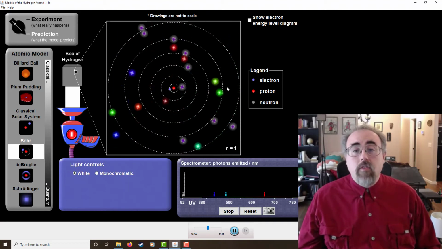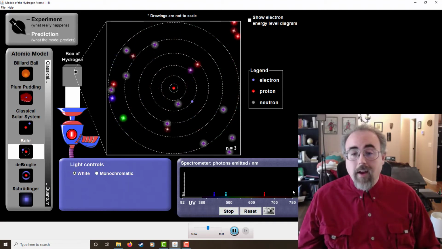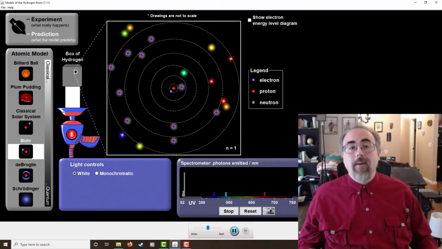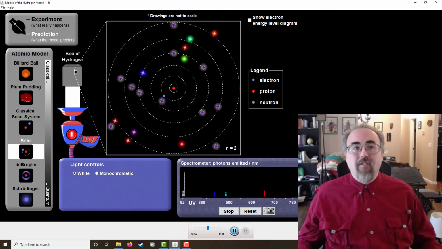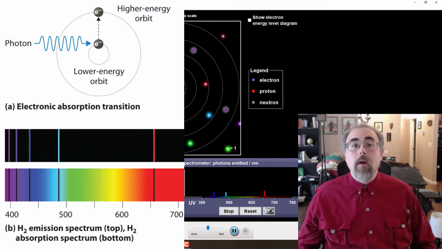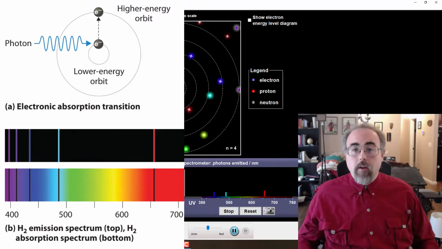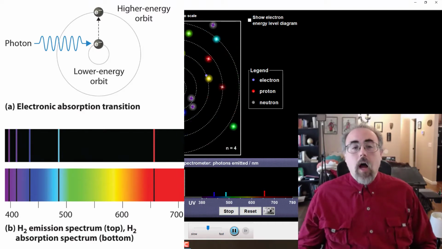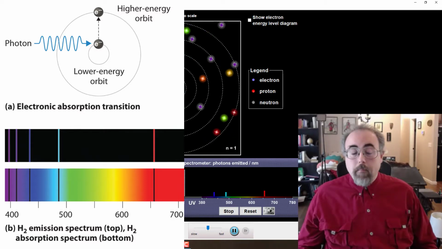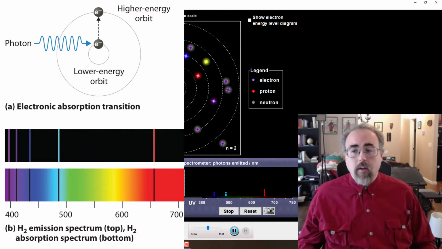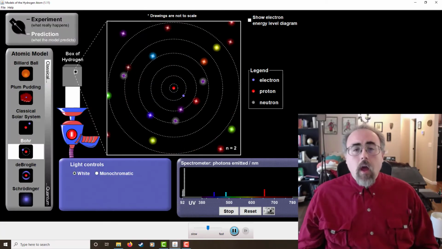The data definitely shows, if you look at the spectra for hydrogen and you shine light on hydrogen, it absorbs photons. We call that a dark line spectrum. If you put energy into hydrogen, like run electric current through it or heat it up, in that case you get a bright line spectrum. They're the exact same spectrum. It's just kind of a negative of the other.